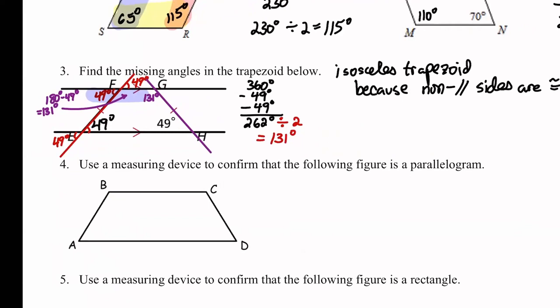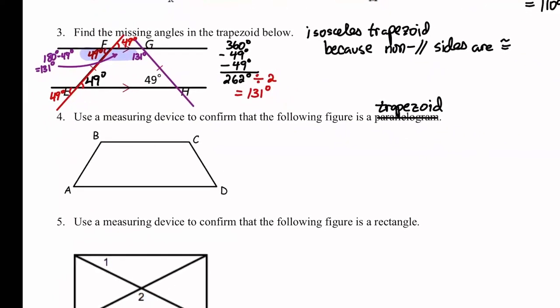Number 4 is a case where we're asked to confirm that the following figure is a parallel. Oh, there's a typo for somebody. Okay, so a measuring device to confirm that the following figure is a trapezoid. All right, so you need a ruler.